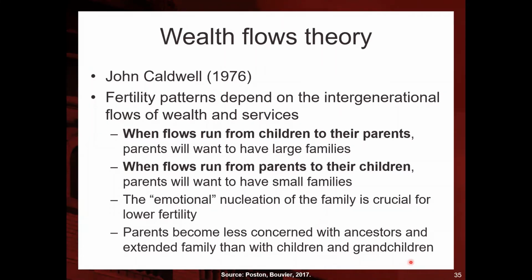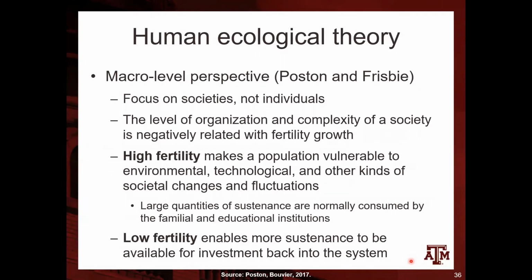And parents become less concerned with ancestors and extended family than with children and grandchildren. We start to look at further generations, right? So here, it's pretty much an individual or household decision. Are my children helping me, working in my land and bringing money to us, so you have more children? Or I live now in an urban area that's expensive to have children, I will avoid having so many children and have just the amount that I can provide good resources, education for them, food and so on. So that's an overview of the wealth flows theory.